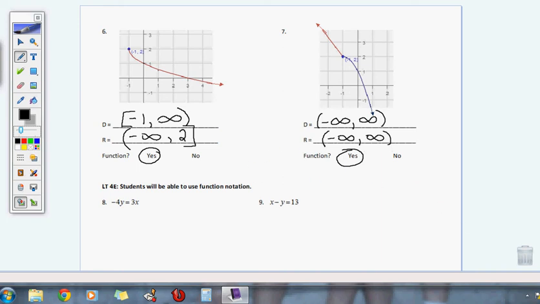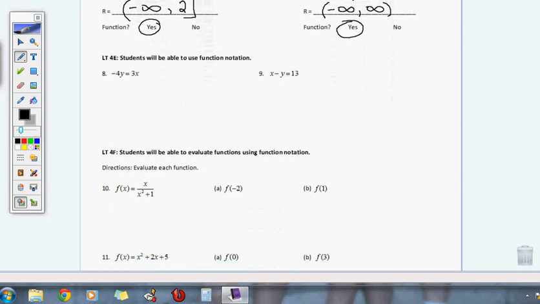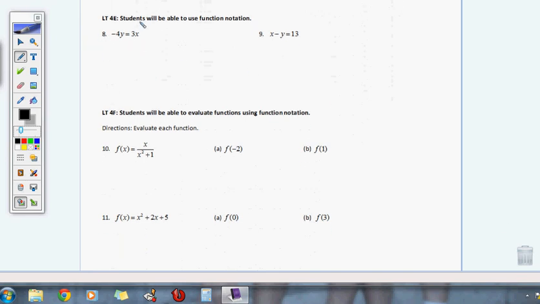All right, so moving along here to questions 8 and 9. If you look at question 8, we've got to get this into function notation. Well, it's simply a different notation. That's all it is. So we're going to replace the y with f of x. But we don't do that until we actually have the y all by itself. Okay, so we're going to divide both sides by -4. It now says y is equal to -3/4 x. Well, that's not done. We're going to replace this with f parenthesis x, which is read f of x. All right, so f of x equals -3/4 x.